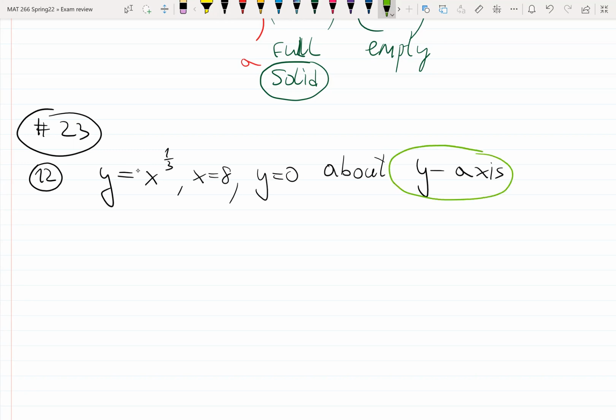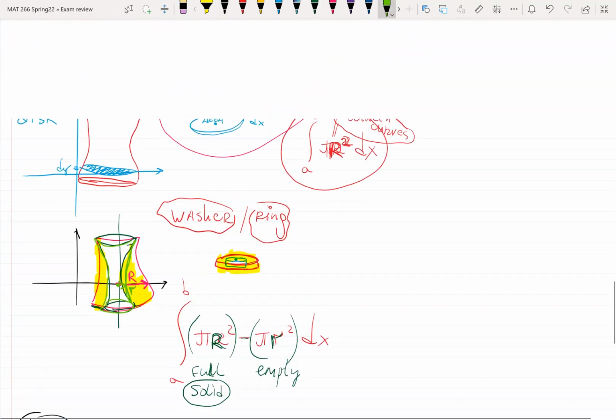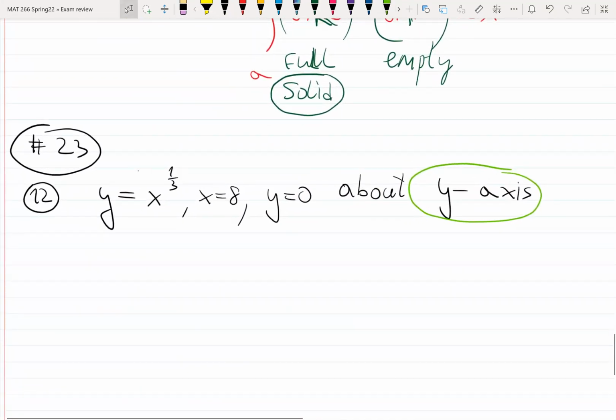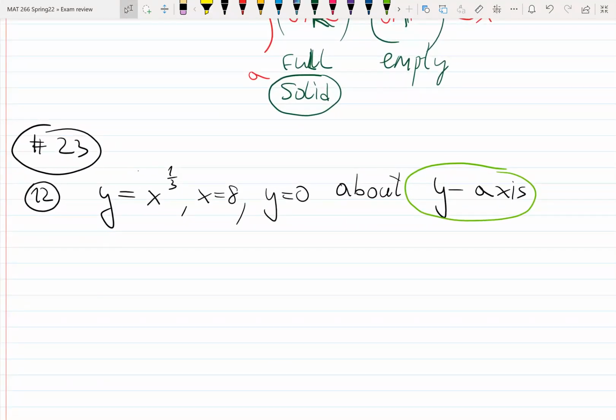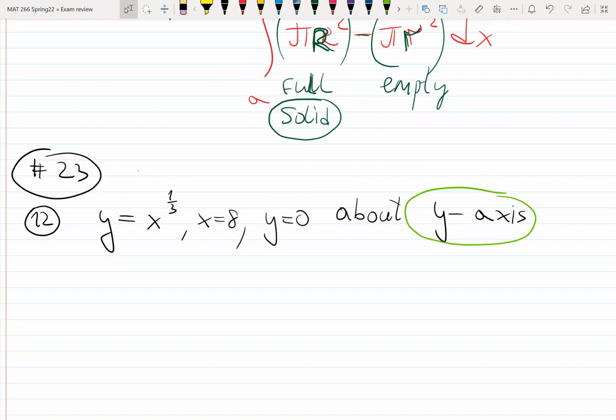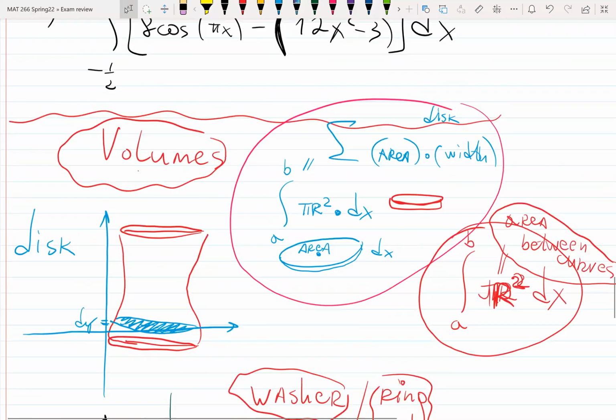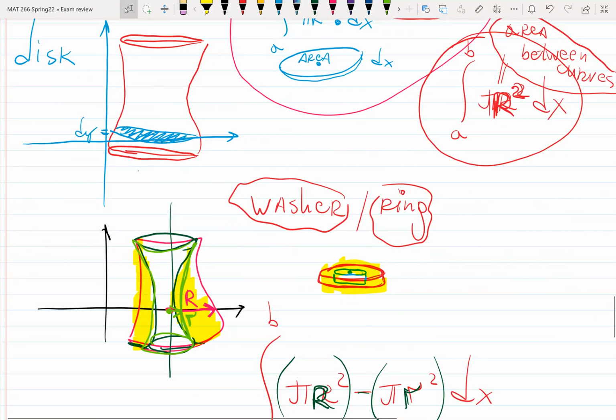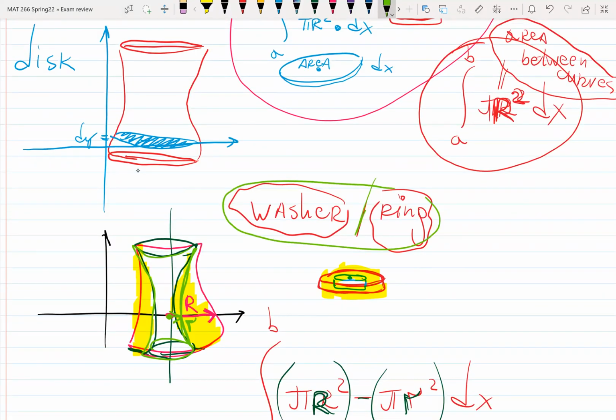For the first two examples, washer and disk, if you're rotating about the y-axis, you expect to have a dy integral. Let's put it here somewhere. Volumes. When you work with the washer, the ring, or with a disc, then rotating about the x-axis will give you case 1, dx. Rotating about the y-axis will give you dy.